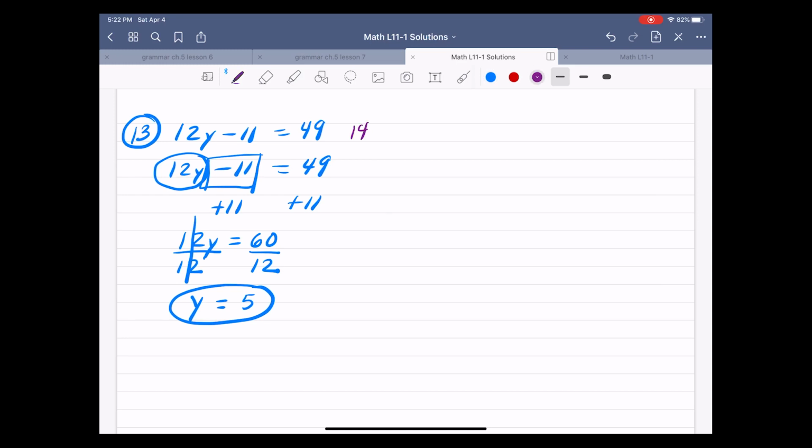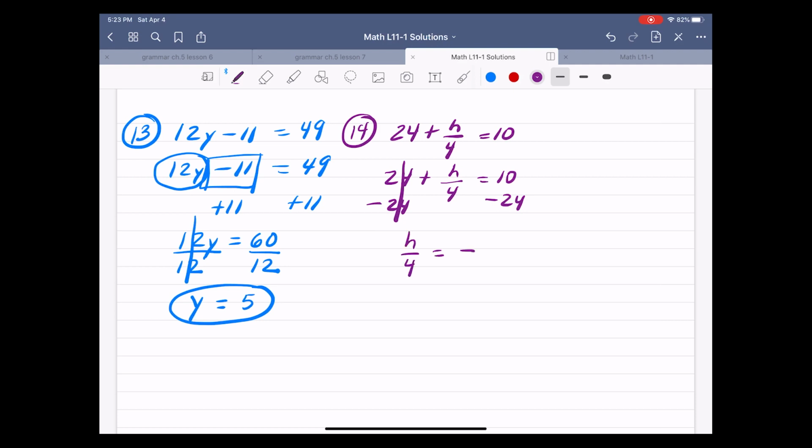Number 14. 24 plus h over 4 equals 10. I want to get this 24 out of the way, so we're going to rewrite the problem because that's just what we do. Subtract 24, subtract 24. 24 minus 24 is 0. I'm left with h over 4 equals negative 14.